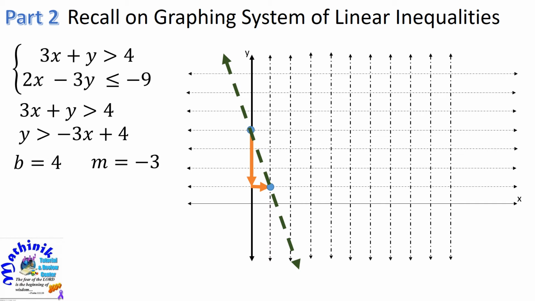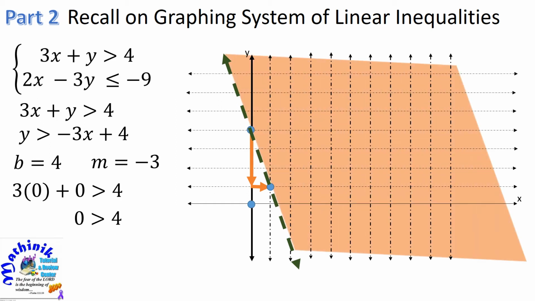This now divides the plane into two half planes, and we're going to identify the solutions to this inequality by using our test point, the origin, at 0, 0. So we substitute 0 for x and for y in our original inequality. That gives us 3 times 0 plus 0 is greater than 4. Simplifying, we get a false statement, which is 0 is greater than 4. So that means the solution to our inequality is to the right of our broken line, and we show that by shading that region.